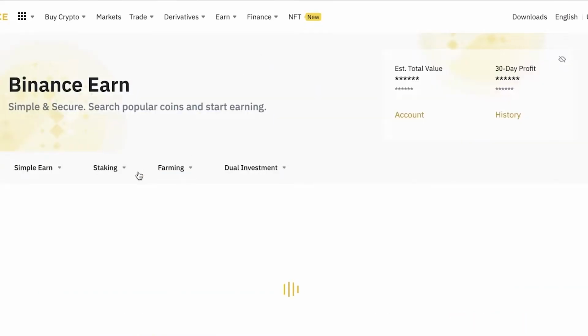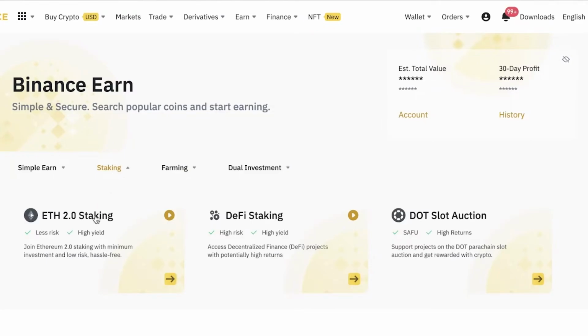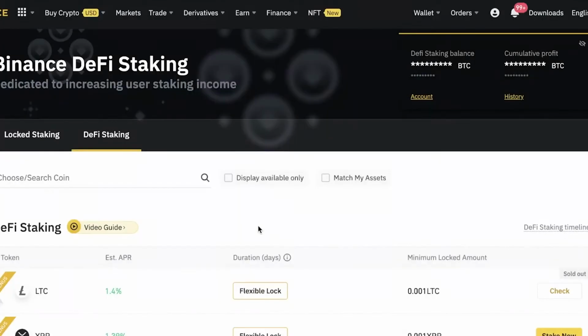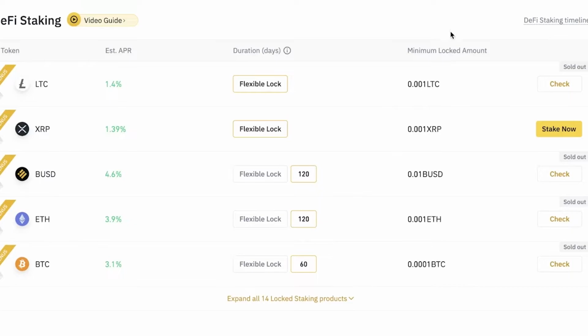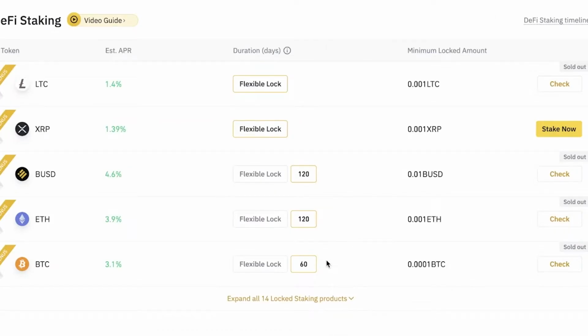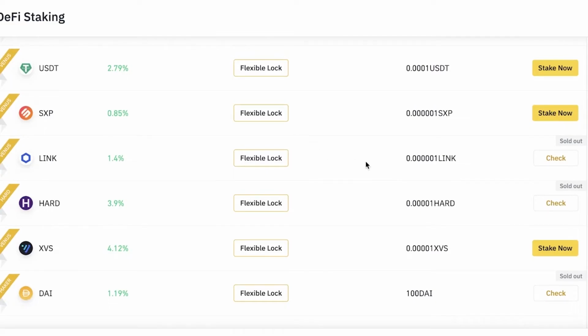Now, if we go on to staking, they also have ETH staking and DeFi staking. DeFi staking is super popular, but it does involve quite a lot of risk. So you can see you have the minimum locked amount of DeFi staking, and all you have to do is click on stake now, and you have flexible locks or a certain number of days. You'll be shown all the different offers that are available.